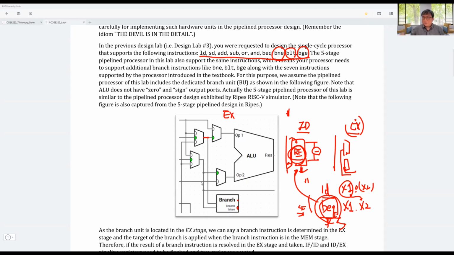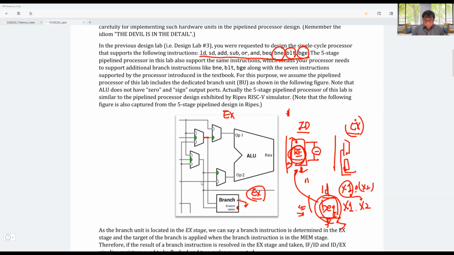So I modified this project. The branch unit exists in the EX stage, and the branch unit handles additional branch instructions: BEQ, BNE, BLT, and BGE. The result of the branch instruction is determined in the EX stage, and the target of the branch instruction is applied when the branch instruction is in the memory stage. So it's also slightly changed from the design in the textbook.